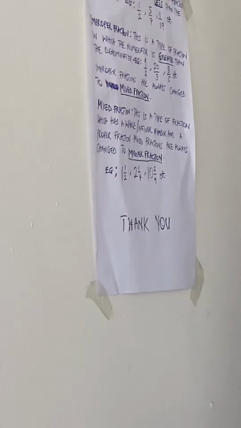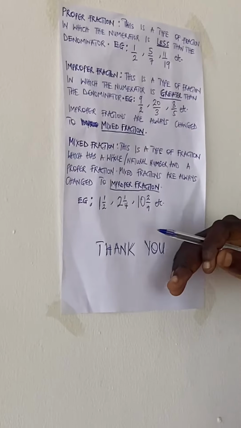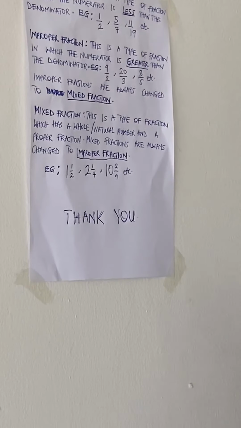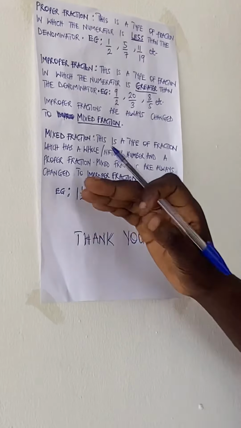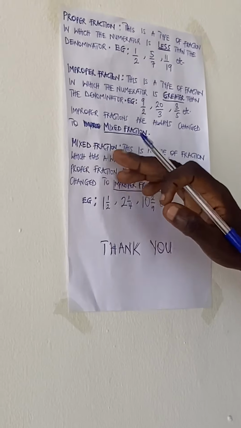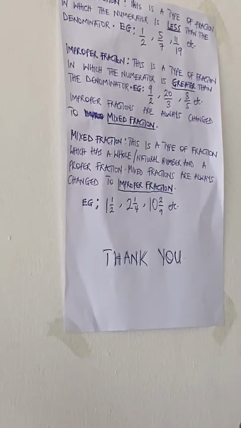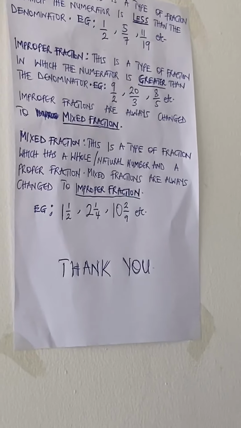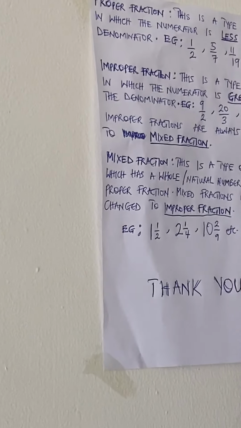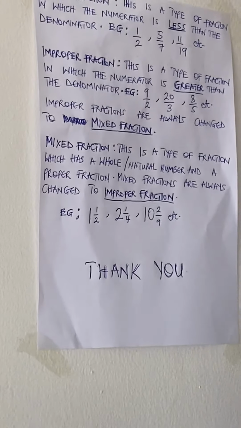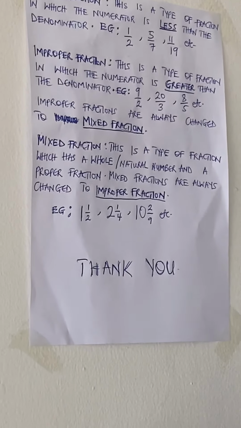Improper fractions are always changed to mixed fractions, and we haven't reached that section, so I won't treat that section now. That's changing improper fractions to mixed fraction. Let's move on to the last type of fraction, which is mixed fraction. This is a type of fraction which has a whole number or natural number and a proper fraction. And whole number is the same as natural number. And mixed fractions, they are always changed to improper fractions.